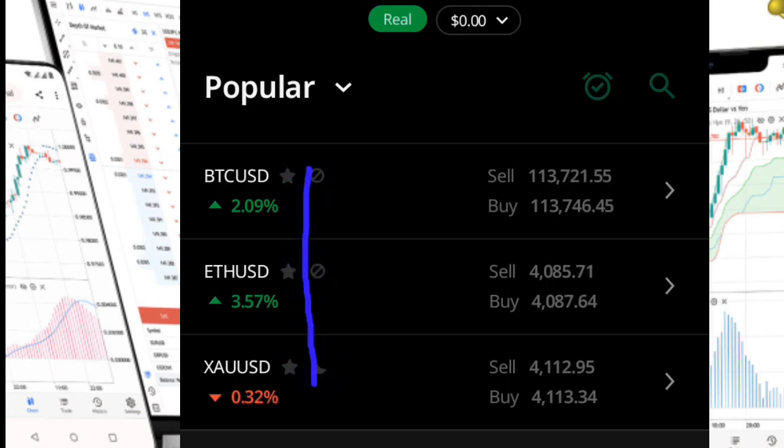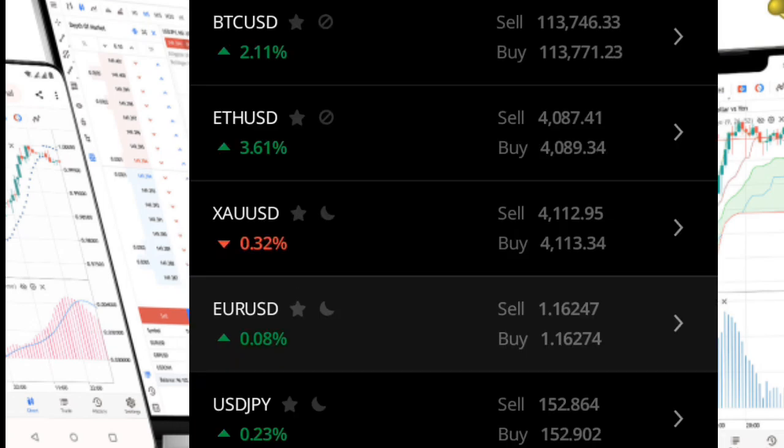We have Bitcoin/USD, we have Ethereum/USD, we have Australian dollar/USD. We have now Euro/USD, Pound/USD, USD/JPY. Remember, these are instruments, the instruments that you can trade upon.